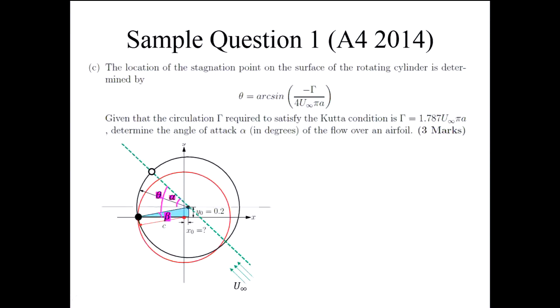Okay, now part C. A slightly more challenging one. Okay, let me read this out for you. The location of the stagnation point on the surface of a rotating cylinder is determined by this equation. So you don't have to memorize this equation. And given that the circulation required to satisfy the Kutta condition is given by this, we need to determine the angle of attack alpha in degrees of the flow over an airfoil.